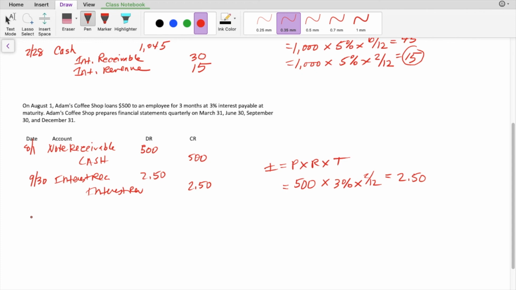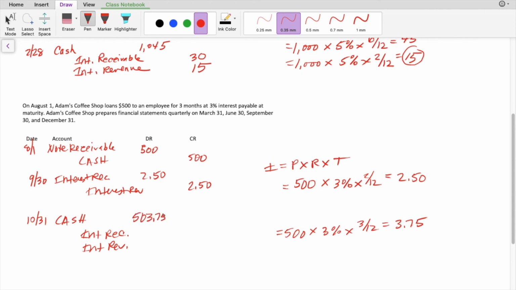Once September 30th goes by, the next date I care about is October 31st, because that's when they're going to pay me back. So again, I'm going to get cash. I'm going to get rid of whatever receivable I have, and I'm going to record whatever additional revenue I need to record. So if they have my money for 3 months out of 12, how much do they owe me? They owe me $3.75. So I'm going to get back $503.75. They have to pay me the $500 they owe me, plus the interest of $3.75.